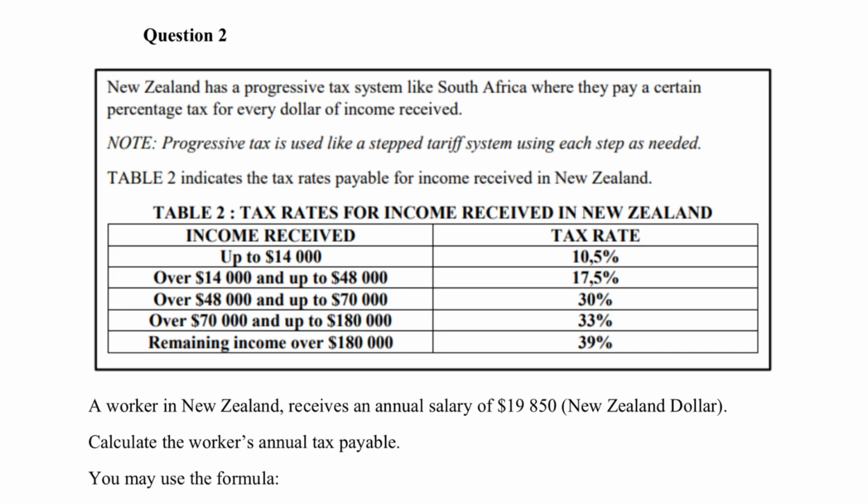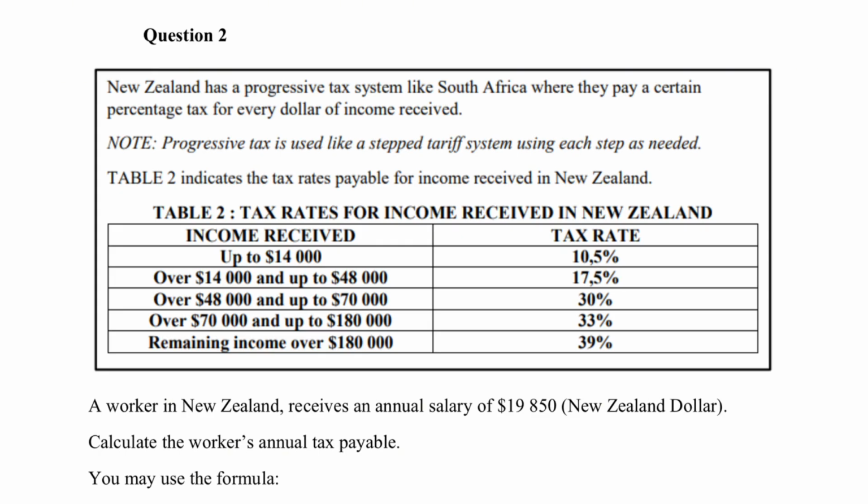Let's have a look at question 2. New Zealand has a progressive tax system like South Africa, where they pay a certain percentage of tax for every dollar of income received. Now, this one is using progressive tax. It's used like the tariff system calculations. This is working very differently to what we just did, and we will not be doing, for the most part, unless they say it's progressive tax, we won't be doing our calculations like this.